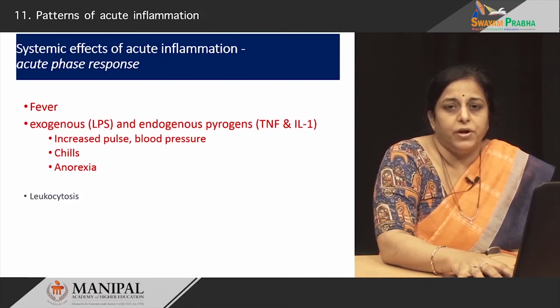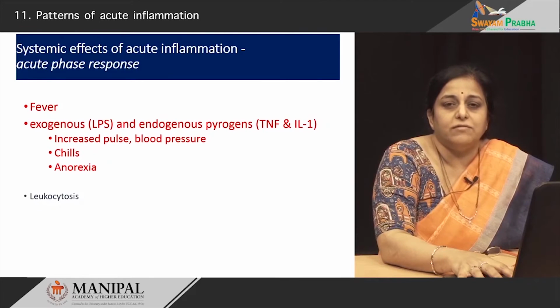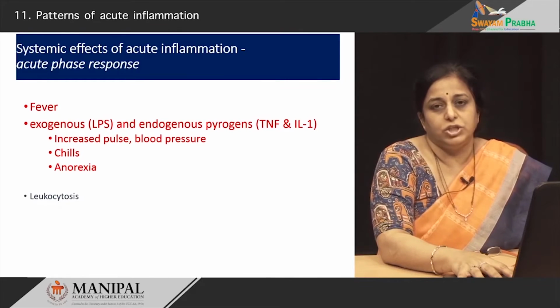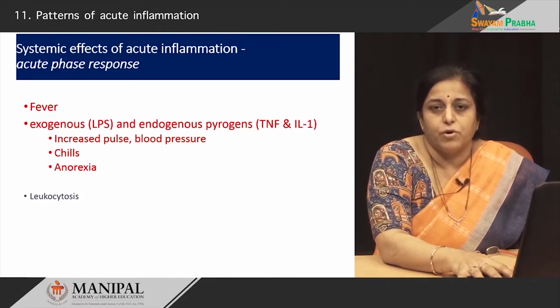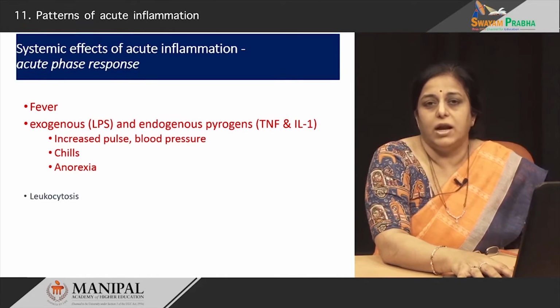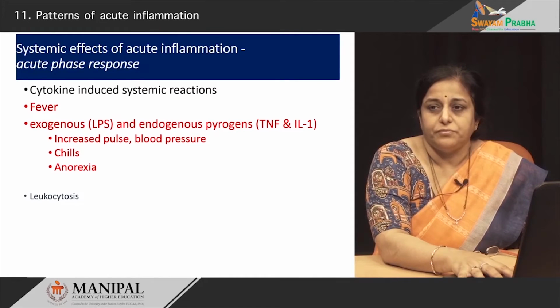The other important acute phase reaction is leukocytosis. That is, these cytokines act on the bone marrow. So, there is increased synthesis of leukocytes as well as their release into the circulation and to the site of injury. So, this is a defense mechanism to increase the leukocyte production and their accumulation at the site of injury.